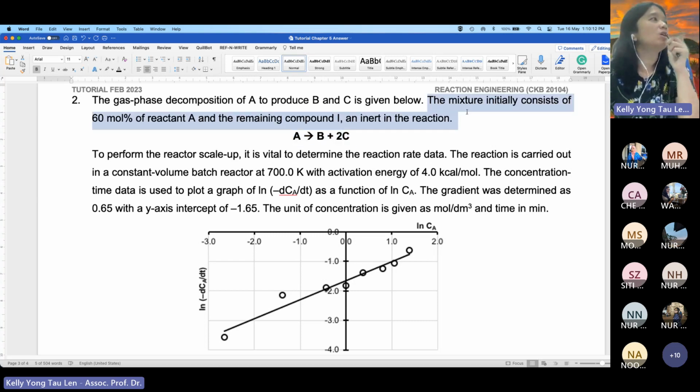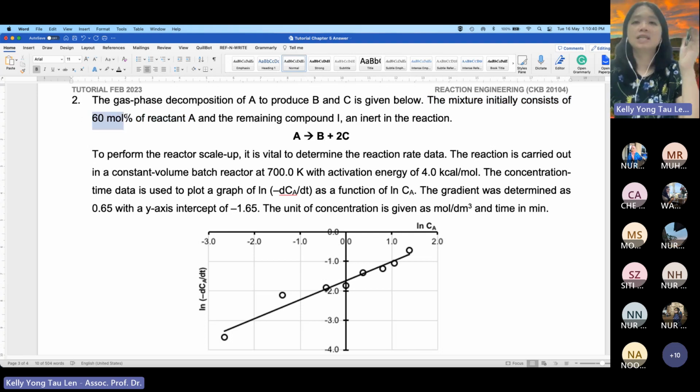The mixture initially consists of 60 mole % reactant A and the remaining compound I and inert in the reaction. So dalam reaction ni, asalnya walaupun it's only reactant A, tapi dia bukan 100% A. Dia ada juga inert dalam kamu punya initial mixture. Ataupun I can say, my YA0 is 0.6. So you cannot always assume kalau reactant tu A, YA0 tu 1.